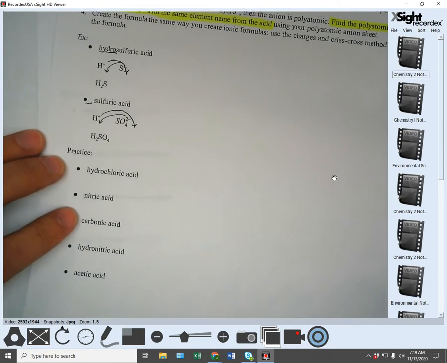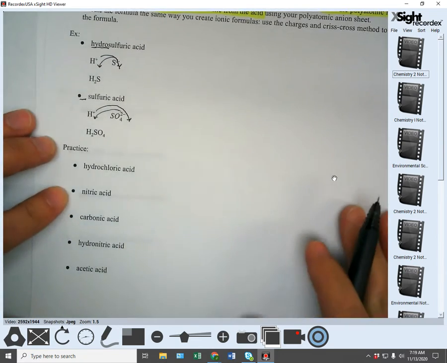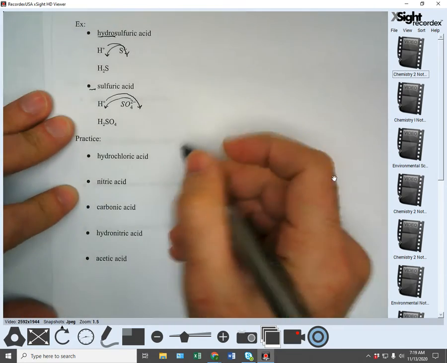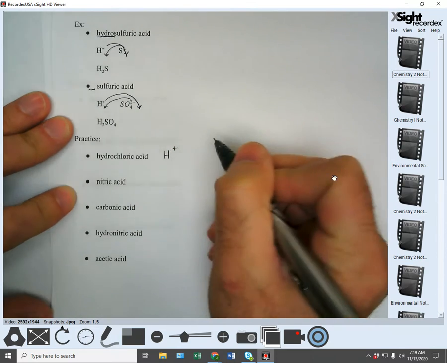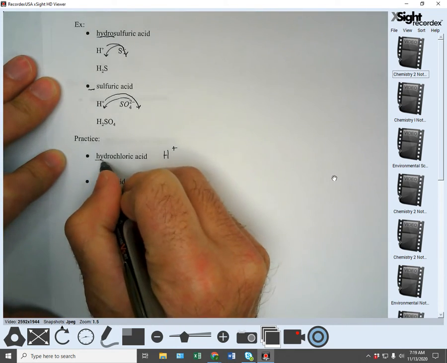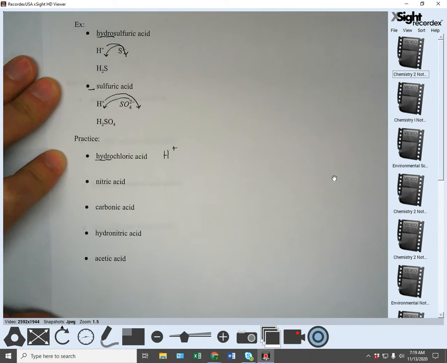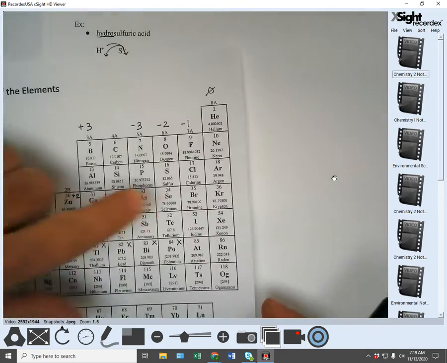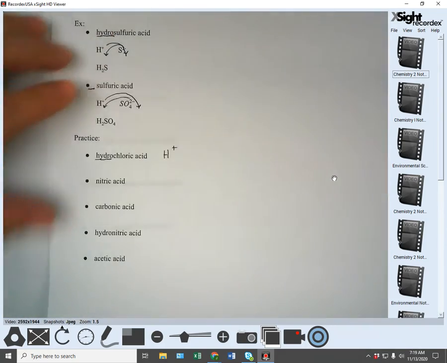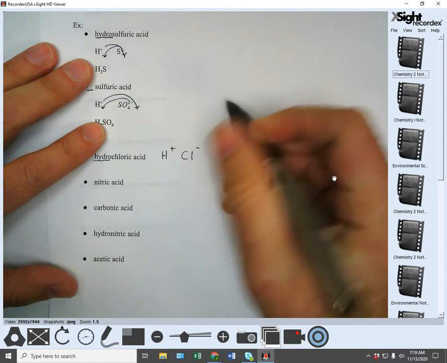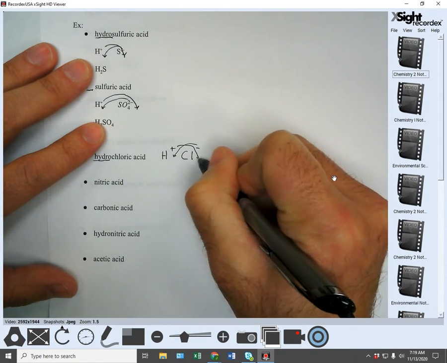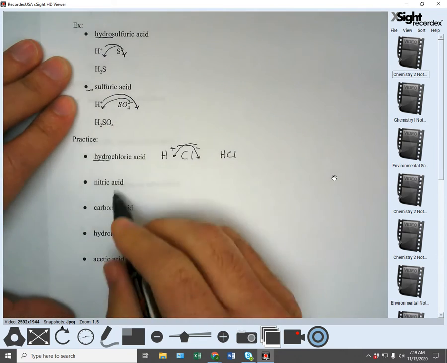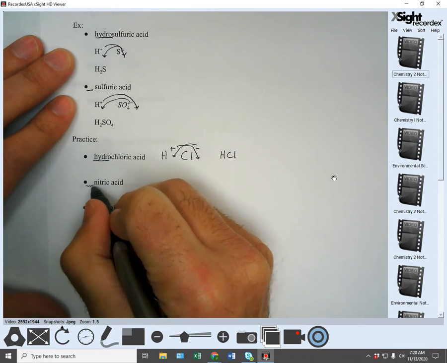All right, I'm going to walk through these down here. So they're all acids. I'm going to start each one with H plus then. So we've got hydro. That tells me I go to my periodic table. I want to find the one that would give me chloric, so that would be chlorine. Chlorine, -1. So I cross down, and I get HCl.